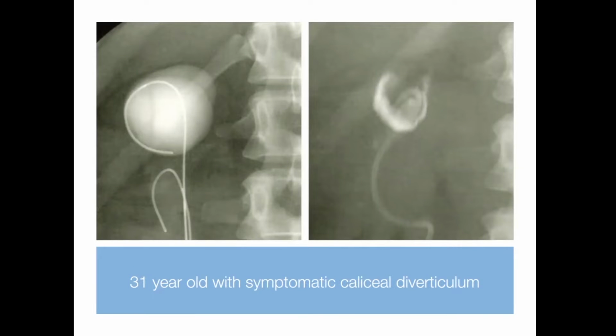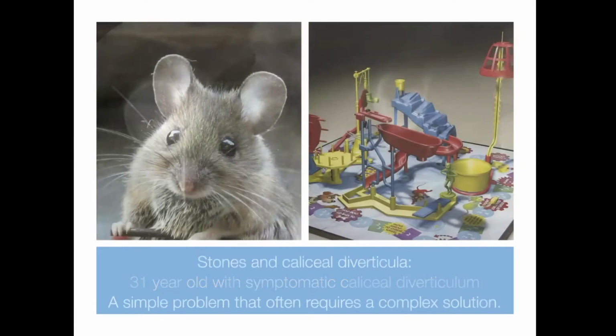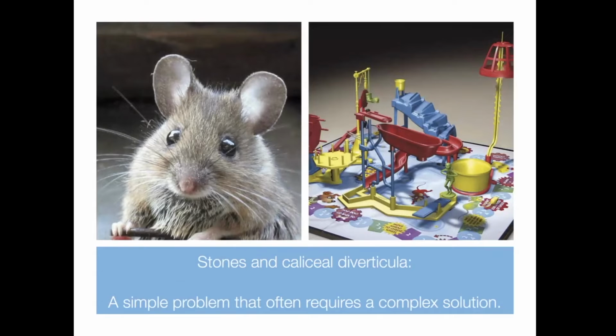Here's an example of a 31-year-old with a symptomatic caliceal diverticulum. And in this case, the neck of the diverticulum was accessed endoscopically and a stent was placed into the diverticulum. In that case, the patient had resolution of their pain just with decompression.